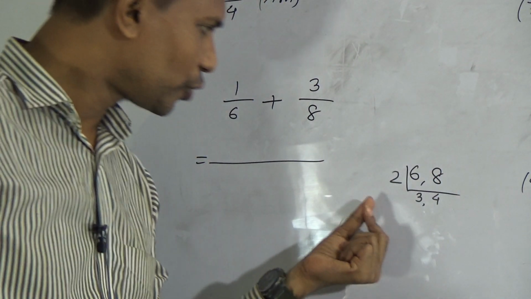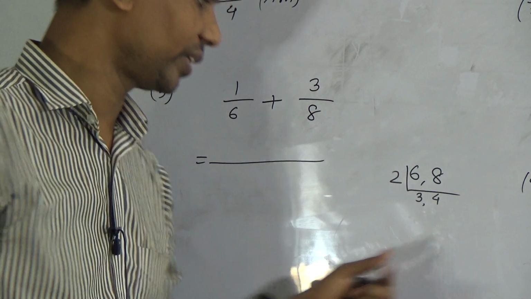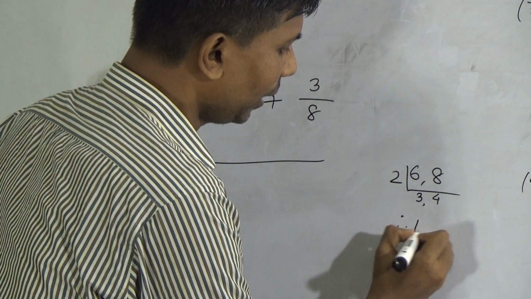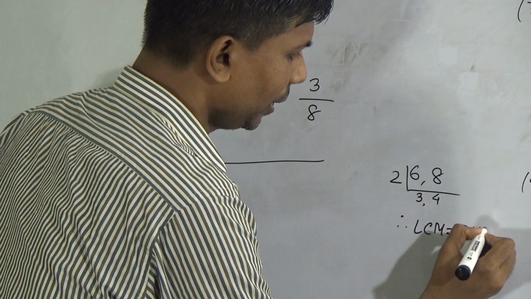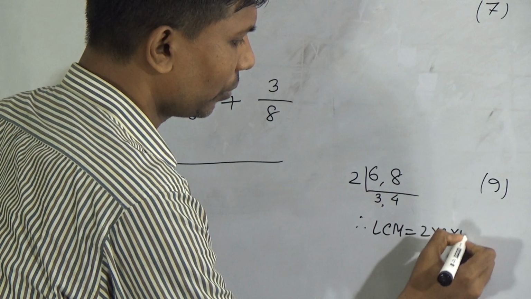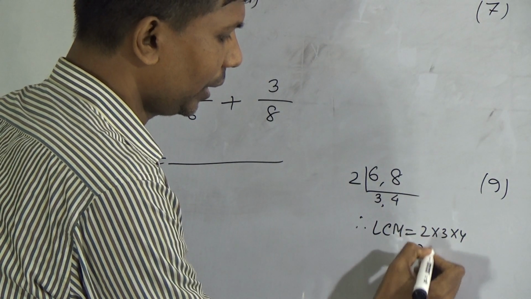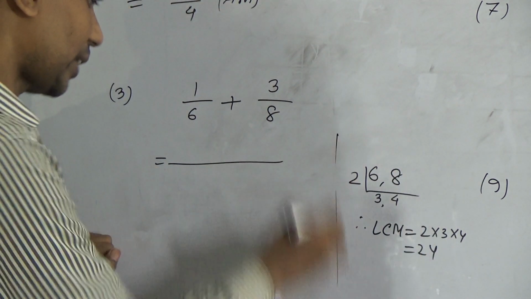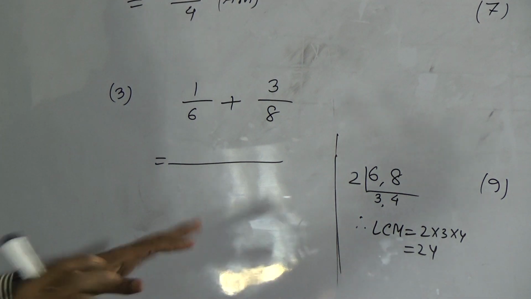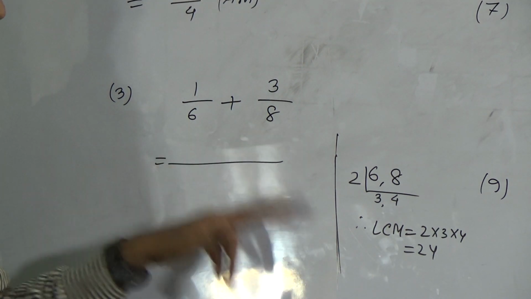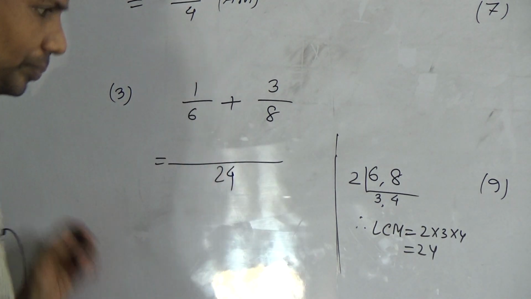Now, there is no common prime number between 3 and 4. Okay, all are different. Therefore, LCM is 2 into 3 into 4. This is equal to 3 4s are 12, 12 2s are 24. Okay, student, this is the LCM. Therefore, we have got the LCM of 6 and 8 is 24. Right here, 24.